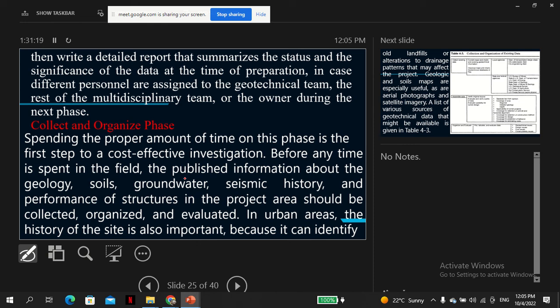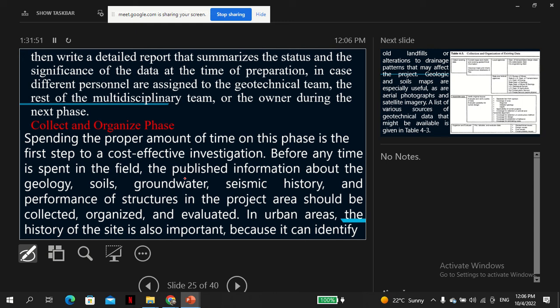After you spend, probably you are consulting in Nairobi, you go to Wajir or Mombasa or wherever the project is, you spend money, then you're on site and you don't know what kind of information you need to collect. Also look for other similar projects to give you an idea of what kind of data you need to collect. So seismic history and performance of structures in the project should be collected and organized.